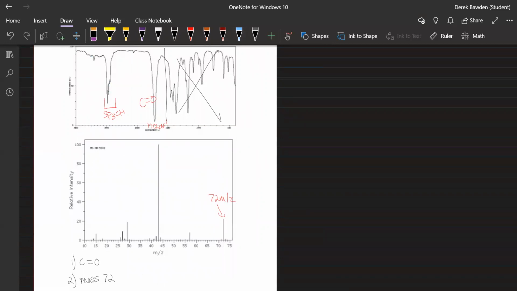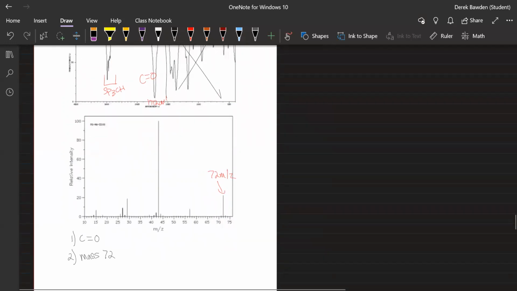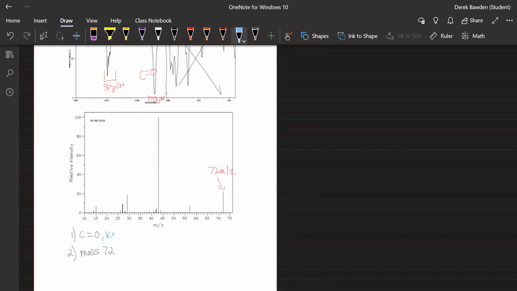So we know this is what type of C double bond O? What functional group? Ketone? Ketone, perfect. So we know we have a ketone because we knew it wasn't an aldehyde or a carboxylic acid, and those are the only three functional groups that have C double bond O's: ketones, aldehydes, carboxylic acids. So we know it's a ketone, and we know that our mass is 72.